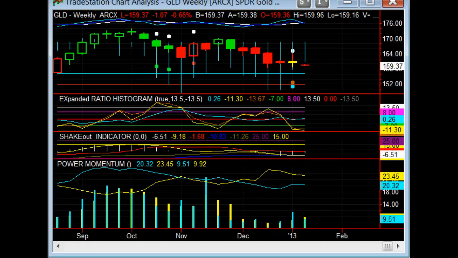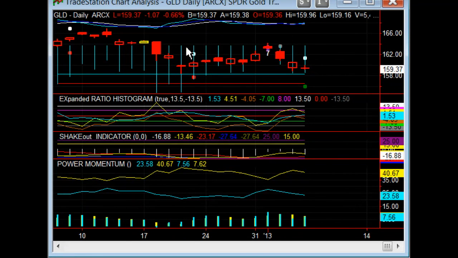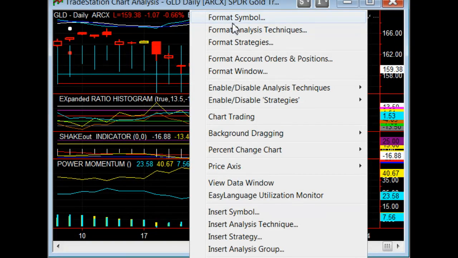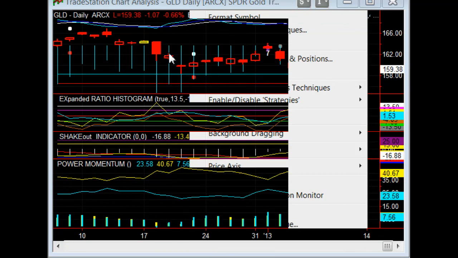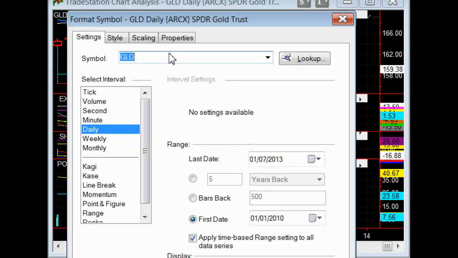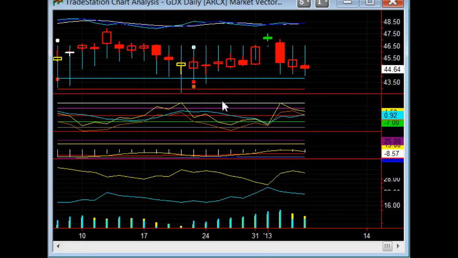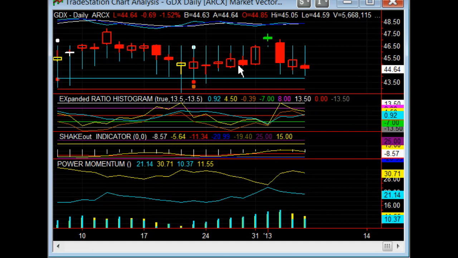So, alright, let's go back to our daily. We wanted to look then at GDX. So, got buy signals from weekly on gold. You got a buy signal. Now, is that a positive to the market? I don't know. That's an interesting one. GDX. Alright, GDX. Well, this is a daily one here.